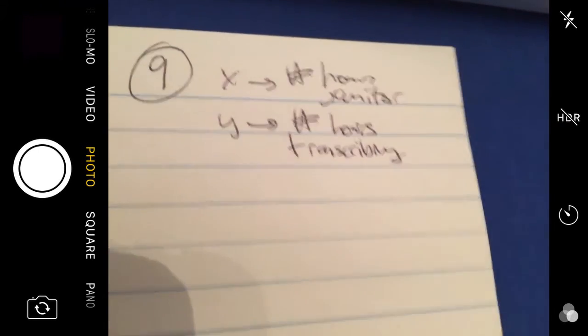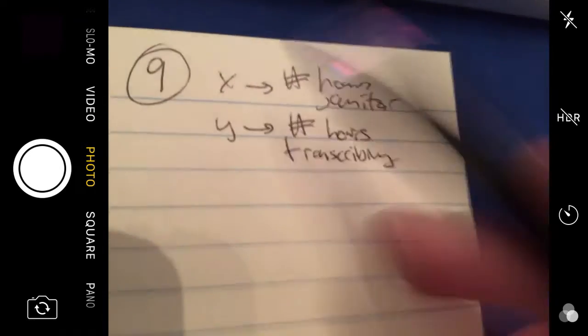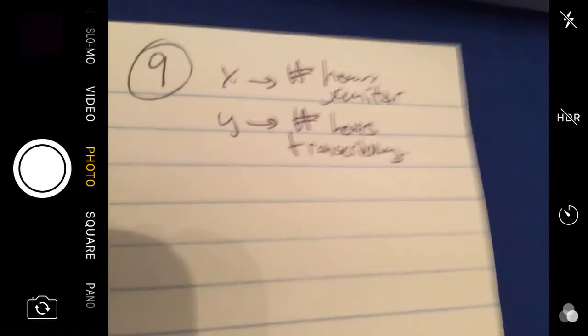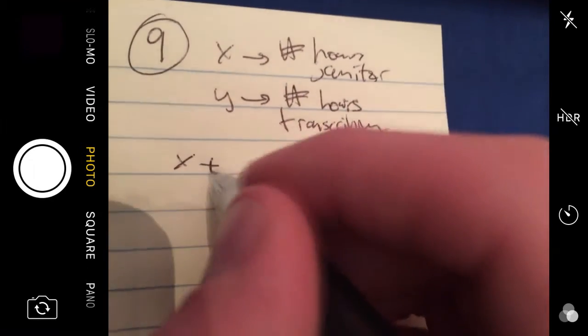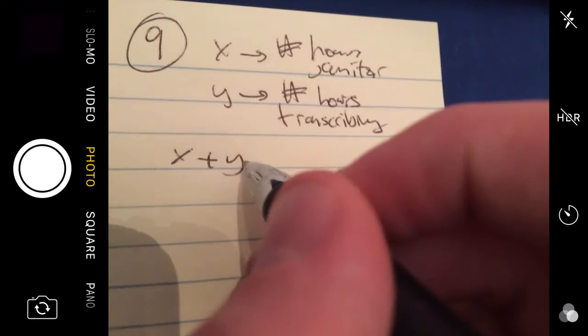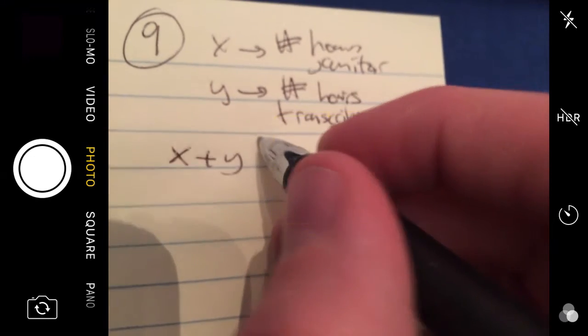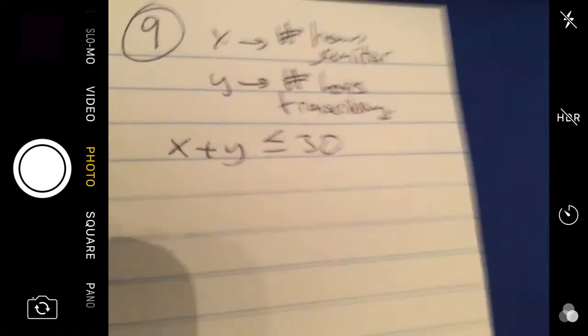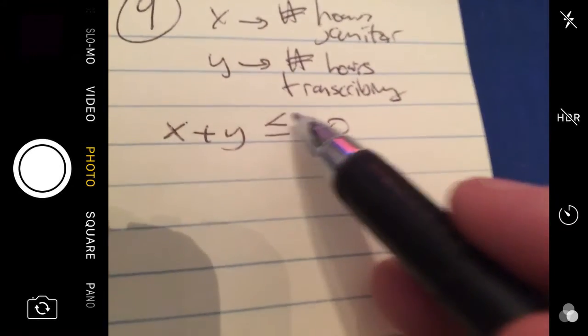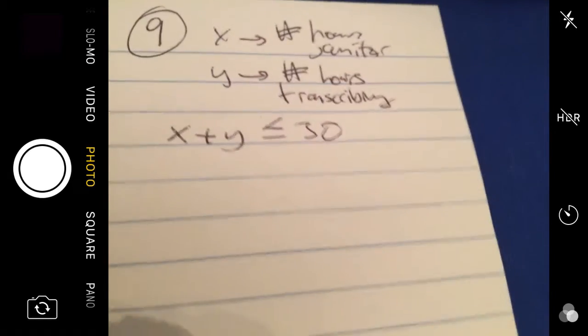Okay, so x and y, that's how many hours she's working total, but she has at most 30. So that's where we get our first inequality from. X plus y, that's the number of hours doing job A, number of hours doing job B. That's the only jobs we have. So x plus y must be less than or equal to 30. It can't exceed 30. If x and y somehow made 31, that would not be less than or equal to. It has to be less than 30 or equal to 30.